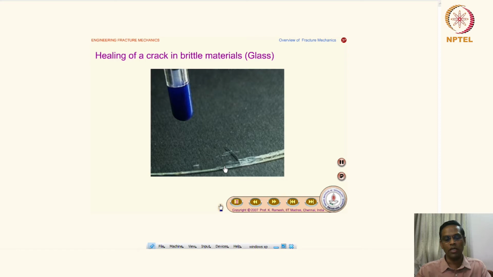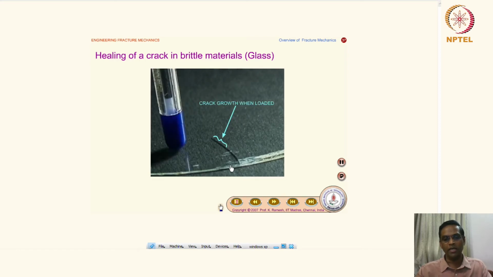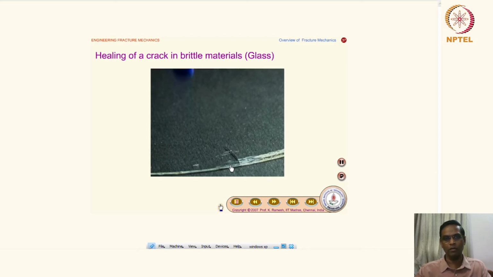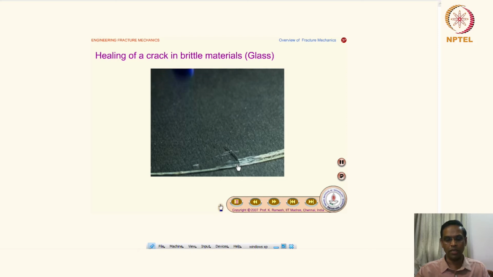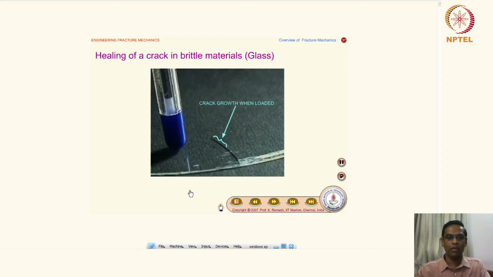This is very important. So Griffith's ideas were rightly captured in this kind of material. He proposed a very nice balance theory for crack growth and crack closure as well. So we will see how these ideas are developed.